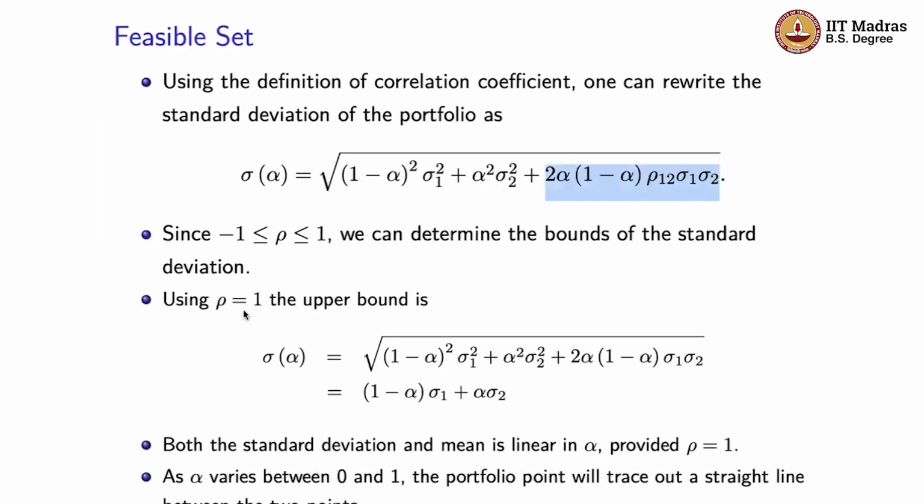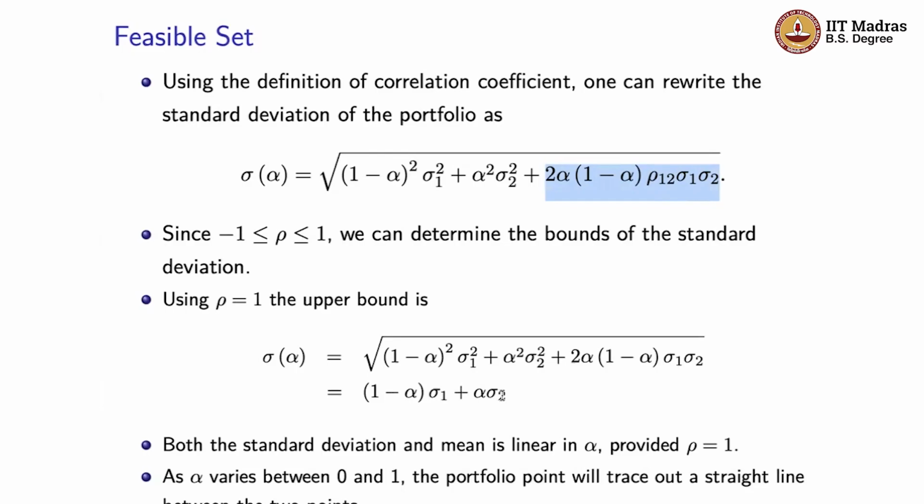So when you have rho equal to 1, the upper bound for this expression is given by, if you put in rho equal to 1 here, (1 minus alpha) square sigma 1 square plus alpha square sigma 2 square plus 2 alpha (1 minus alpha) sigma 1 sigma 2. Now, if you notice this expression, this is nothing but the square of (1 minus alpha) sigma 1 plus alpha sigma 2. And so if you take the square root, you end up getting this expression.